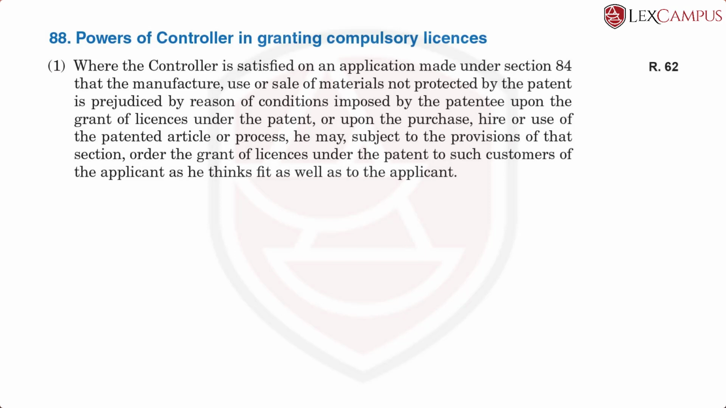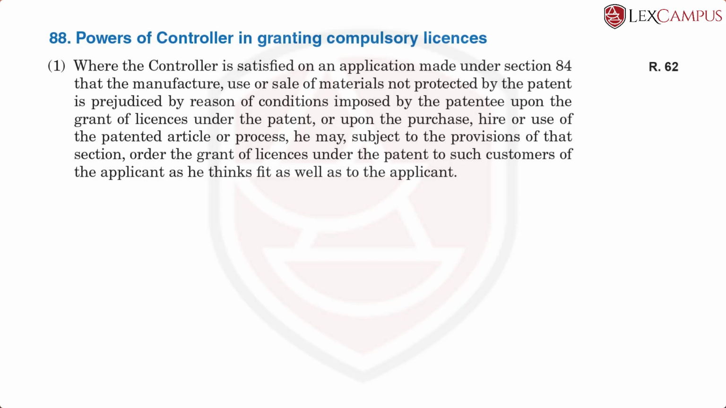Now, in a case where the controller is satisfied, after an application is made under section 84, that the manufacture, use or sale of materials which are not protected by the patent is prejudiced by reason of the condition imposed by the patentee upon the grant of licenses under a patent or upon the purchase, hire or use of a patented article, he may grant licenses under the patent to the customers of the applicant as he thinks fit. Now, this will come in when the applicant is a competitor of the patentee and the manufacture, use and sale of materials which are not protected by the patent is affected or prejudiced by the conditions imposed by a patentee upon the grant of licenses under the patent.